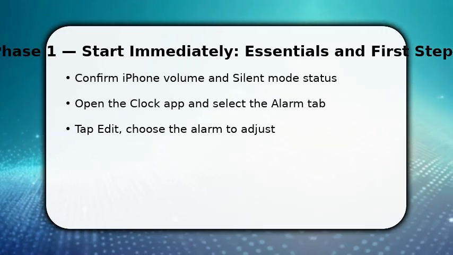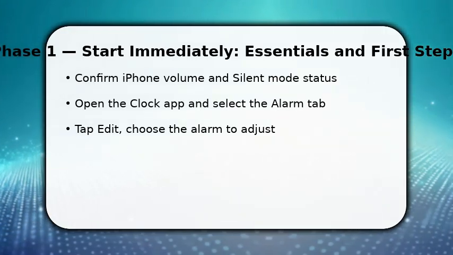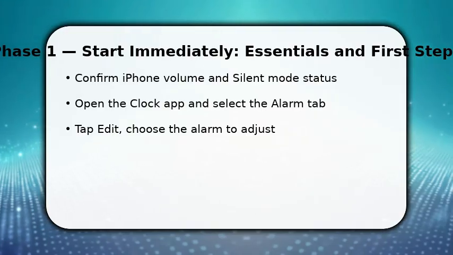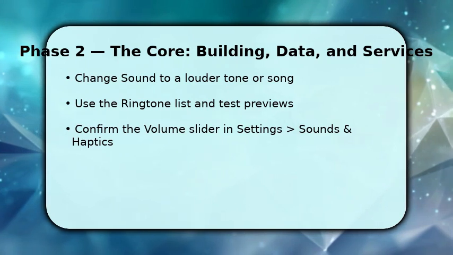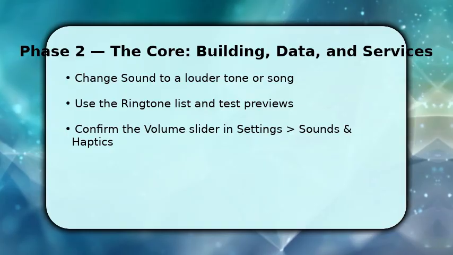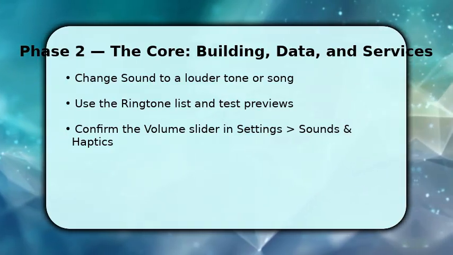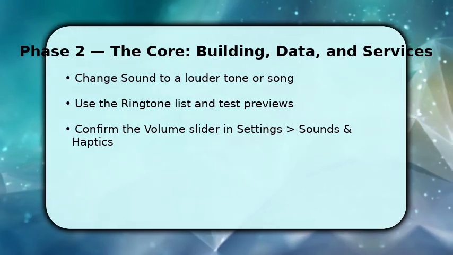You do this now because alarm tone and volume controls are per alarm, and some settings live inside the alarm, not the general sounds menu. Now, tap Sound within the alarm and pick a louder tone or a full song. Longer waveforms tend to sound fuller. After selecting, use the preview button so you can hear it immediately. This lets you compare levels quickly.